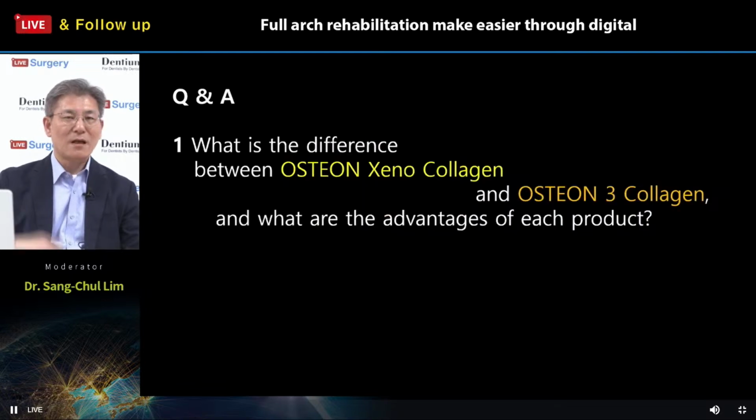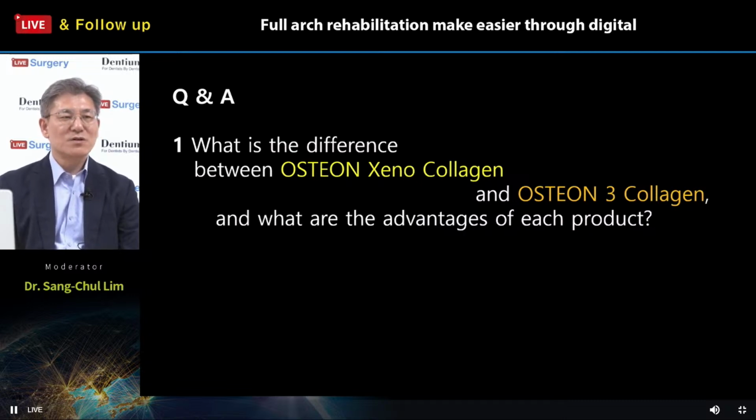Okay, here is a good question about some materials, Osteon collagen and Osteon 3 collagen. What is the big difference? And what are the advantages of each product?